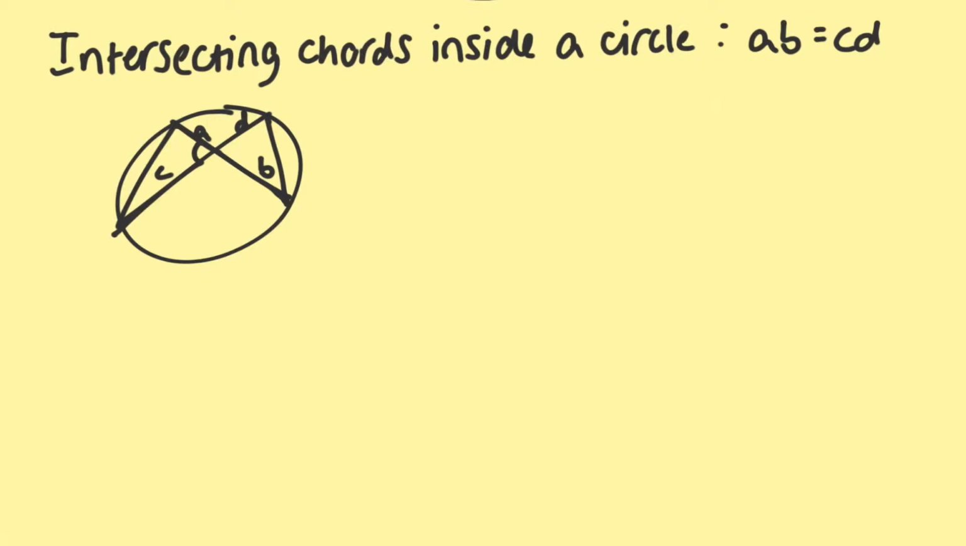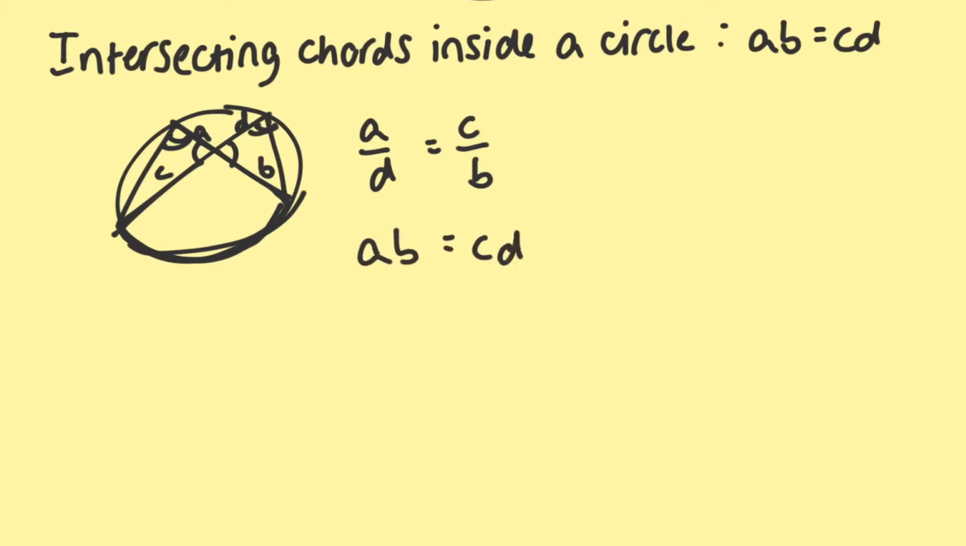triangles are similar because these angles are congruent because they're vertical angles, and these two angles are congruent because they open up to the same arc. They have the same intercepted arc, which means A to D equals C to B because those are corresponding parts. And then if you cross multiply, you have A times B equals C times D.